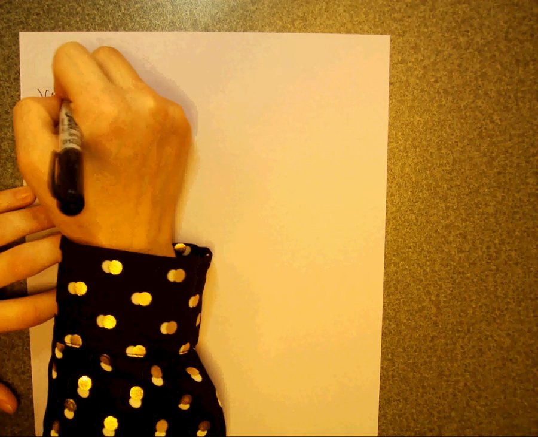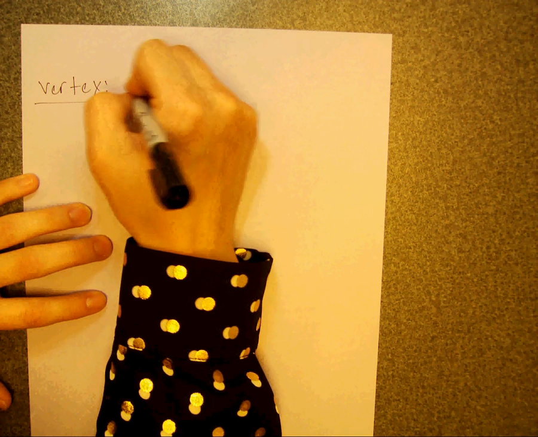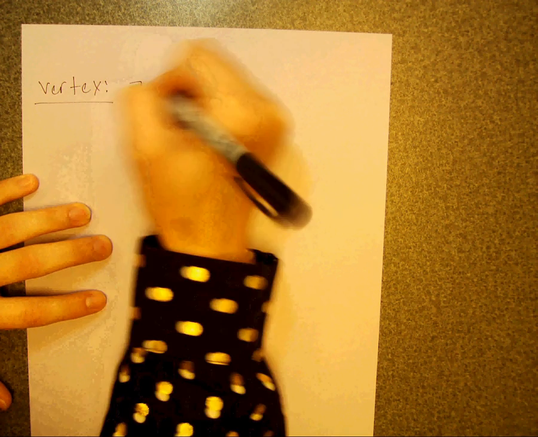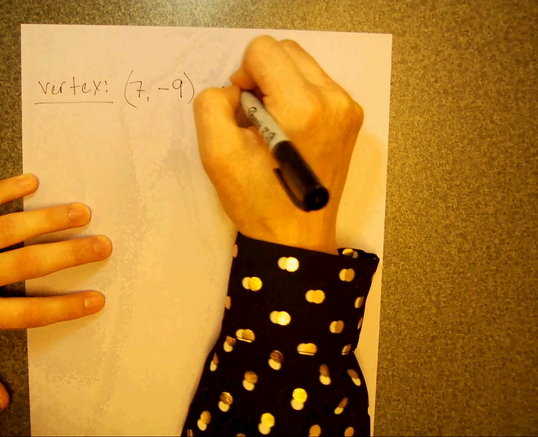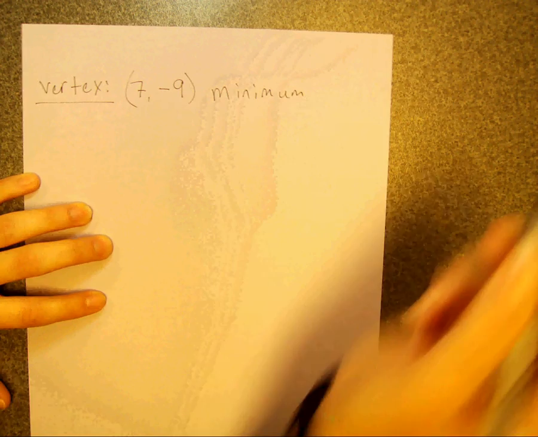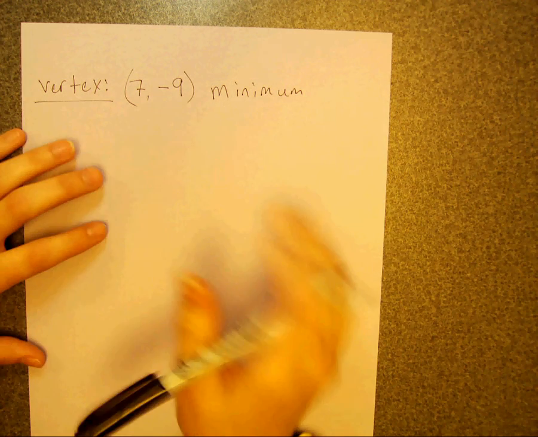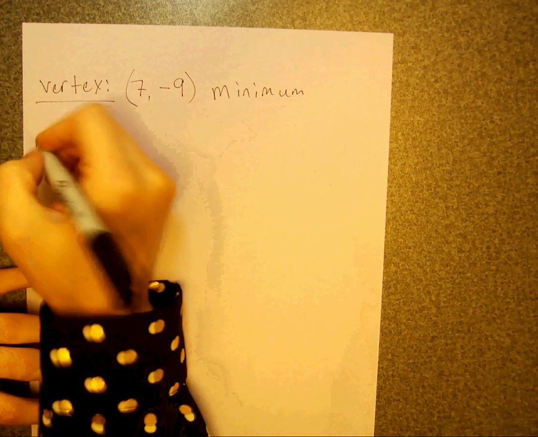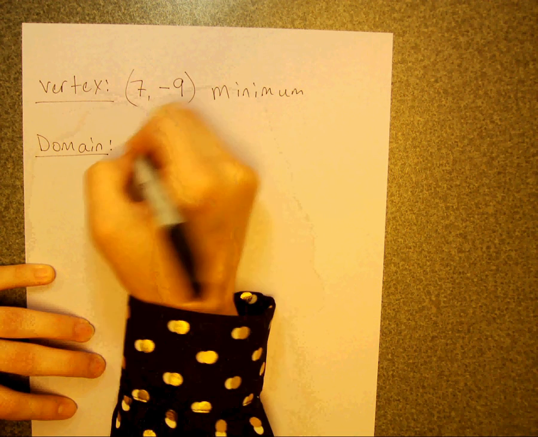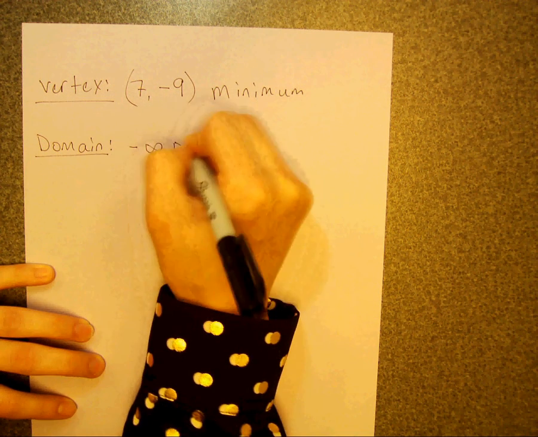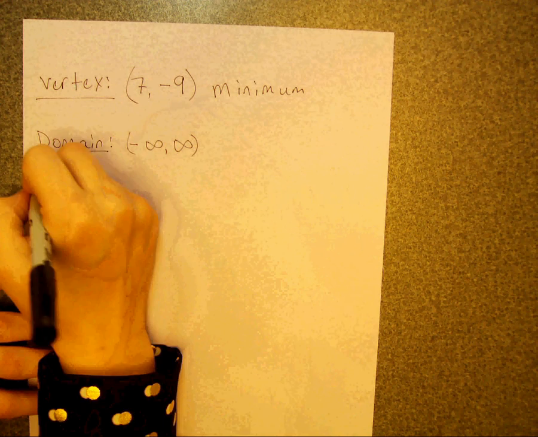Okay, so let's do an example real quick, just looking at another vertex of how to find my domain and range. So let's say that I've already figured out the vertex of some function, and it's, I don't know, 7, comma, negative 9. And say that I know it's a minimum, right? So my parabola is open upward, and so I know that my vertex is a minimum. To find the domain never changes. It's still going to be negative infinity to positive infinity.